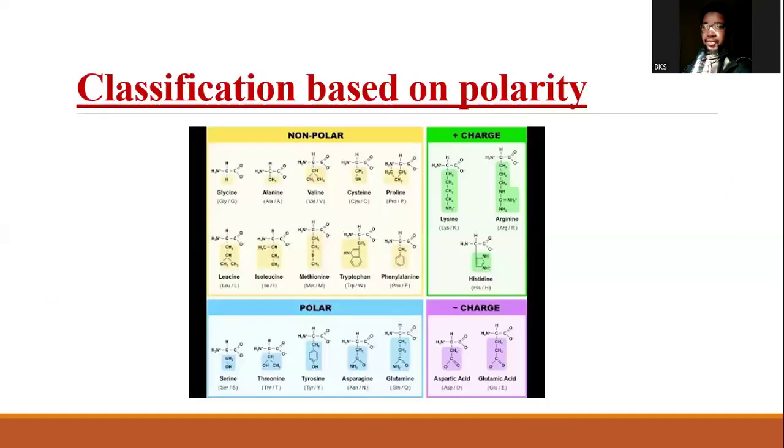So this is basically the classification of amino acids. In our next class, we will be talking about the chemical and physical properties of amino acids.